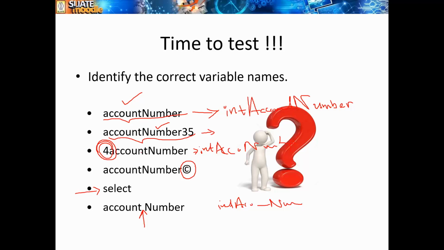The next one, we can't keep this. The reason is it has to start with number 4. And this one is also not possible because here C, right? Select, there are key terms, right? So we are not going to use this one also. And account number, there's a space, therefore we are not going to use this one also, right?